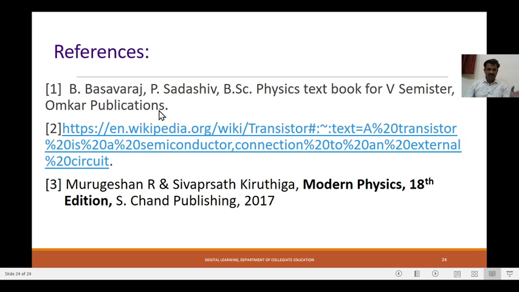For references you can study typical books. The ones considered for this presentation are Basuraj Sadashiv, which is a prescribed book for the 5th semester published by Omkar Publications, and some internet sources have also been used. You can also use a very good book from Murugesan and Shiva Prasad, Modern Physics, 18th edition, S. Publishing, 2017. It has a series, you can refer to them.